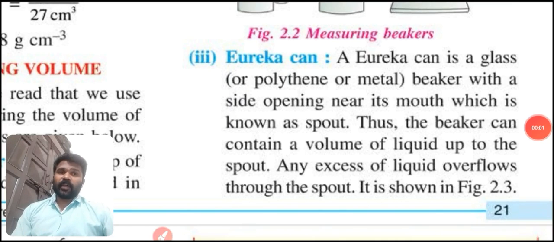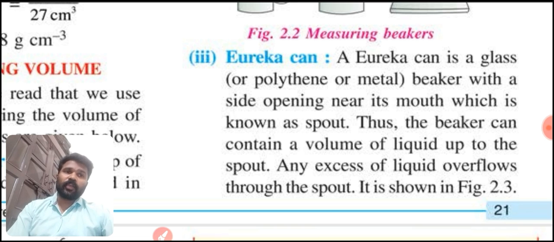Now we are going to discuss about Eureka can. About this Eureka can we have not discussed in 7th class. Okay, students, so take care. Eureka can is a glass beaker with a side opening near its mouth, which is known as spout. Eureka can includes a spout also. In sideways one spout is kept. Thus, the beaker can contain a volume of liquid up to the spout only. Clear? A beaker can contain a volume of liquid up to the spout.